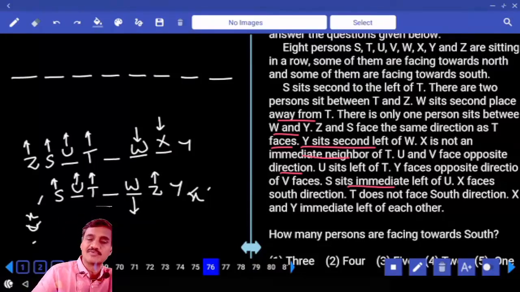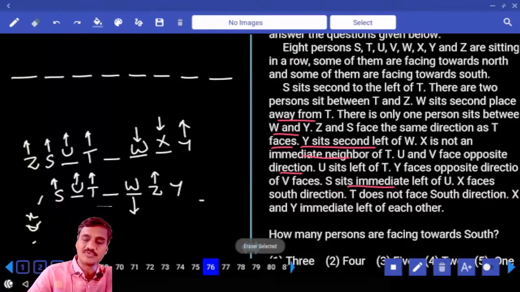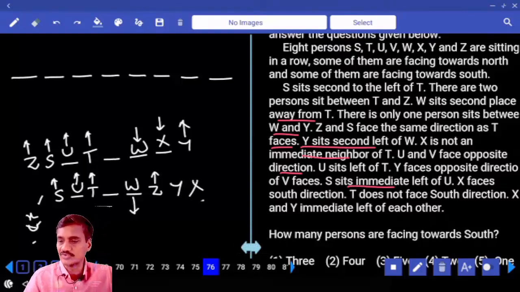X and Y are immediate left to each other. Now in the first case, Y must be facing towards north, then only X and Y are immediate left to each other. And in the second case, X and V are immediate left to each other. Hence, where should this X be? X must be here. And X is facing towards which direction? X faces south.